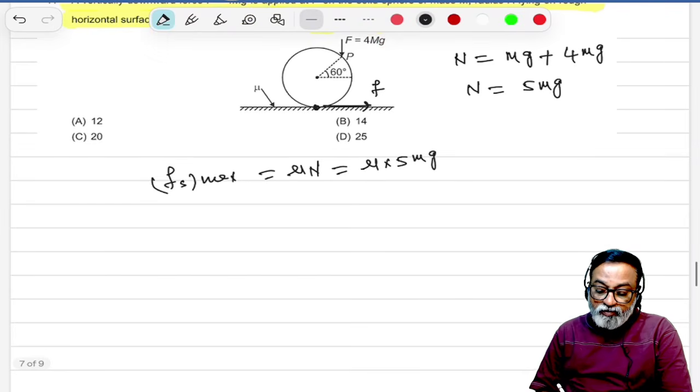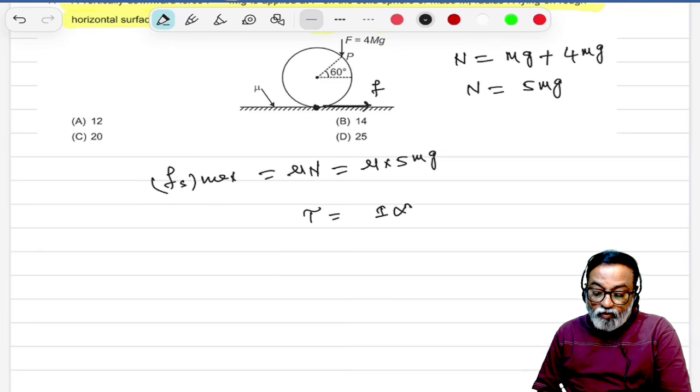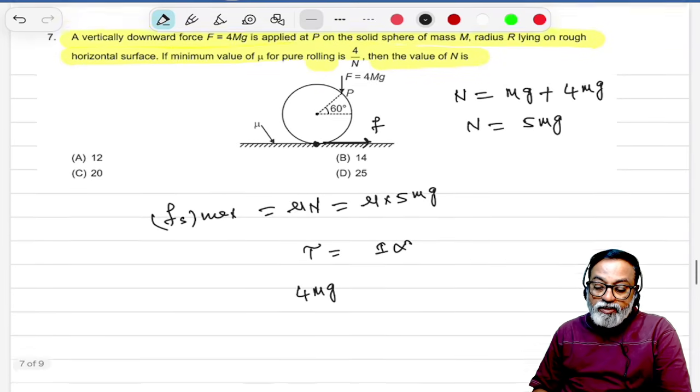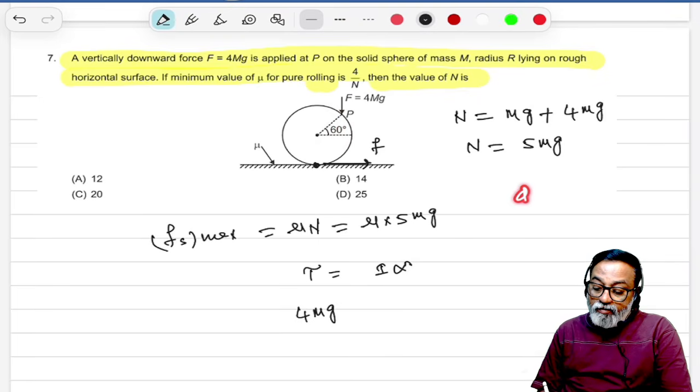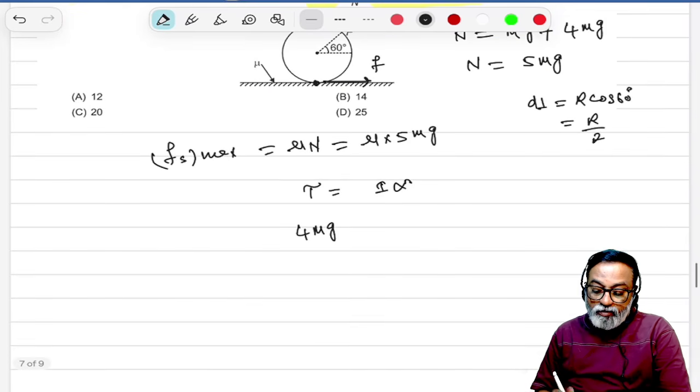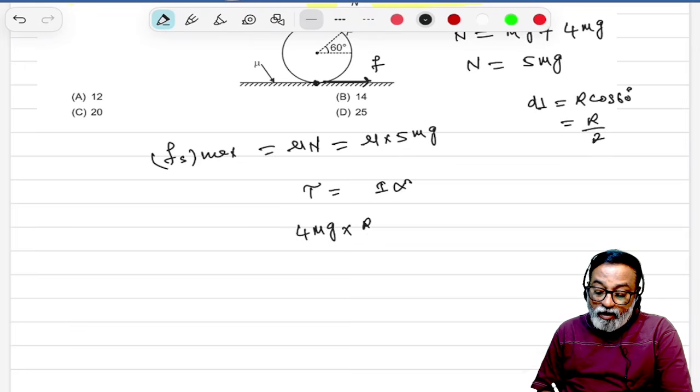Therefore, torque tau is equal to I into alpha. Torque means force into perpendicular distance. Force is 4 mg. See, here the perpendicular distance is this one. This is the distance r. Therefore, this becomes r cos theta. Therefore, the perpendicular distance is r cos 60. Therefore, this becomes r by 2. Therefore, torque is equal to force into perpendicular distance, that is r by 2.